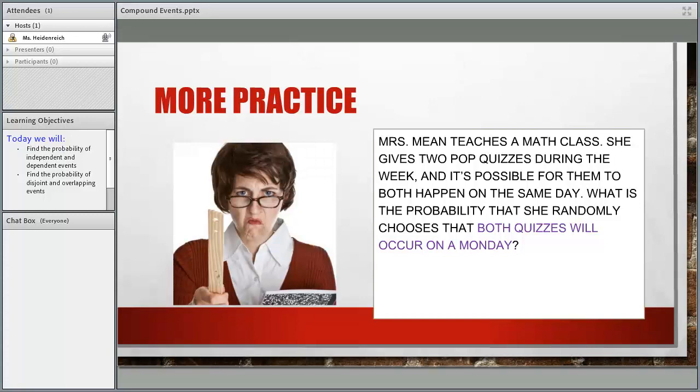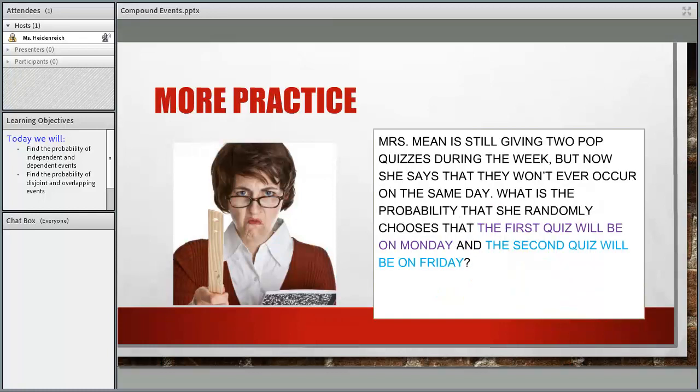And so if she picks Monday, well, that's 1 out of 5. And then she goes and she's going to pick another one, but Monday is still an option, so that's still 1 out of 5. And so the probability of both of the days being Monday for the quiz is 1 out of 25. Okay, so we're dealing with independent events. We can multiply their probabilities together.